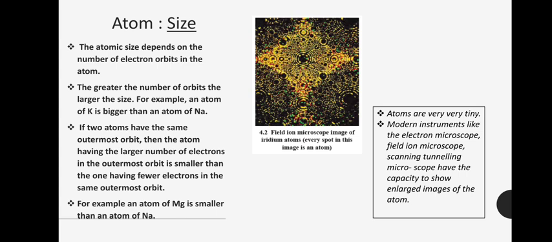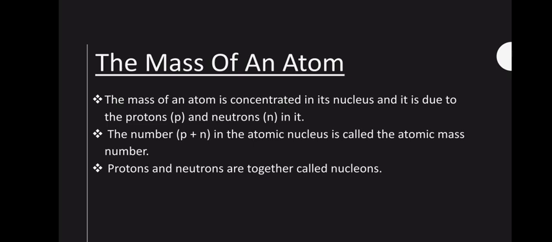Followed? Moving on to the next, that is the mass of an atom. Now, the mass of an atom is mostly the mass of the nucleus. Why? Because electrons have negligible mass as compared to protons and neutrons. So what we do is we just add the number of protons and neutrons, that gives us the atomic mass number. Followed? Also, the protons and neutrons are together called nucleons because they are present in the nucleus.